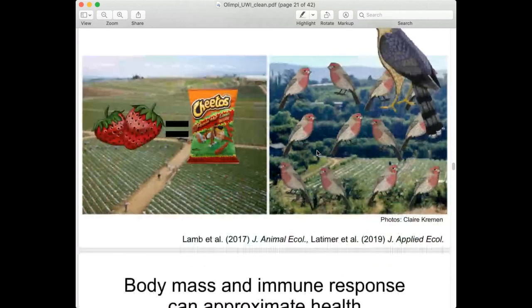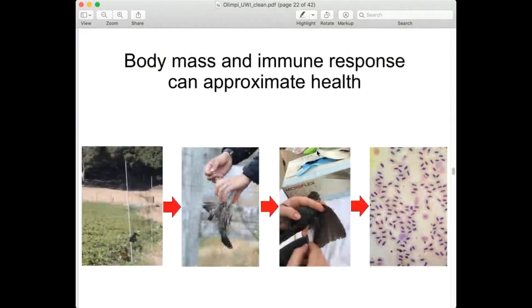Next slide, please. So to understand the effects of diversification on avian health, we used a combination of metrics as health proxies. So we set up mist nets on farms at field edges, and we extracted birds from them. And then to process the birds to get at these different health metrics, we weighed them, so we know their body mass.